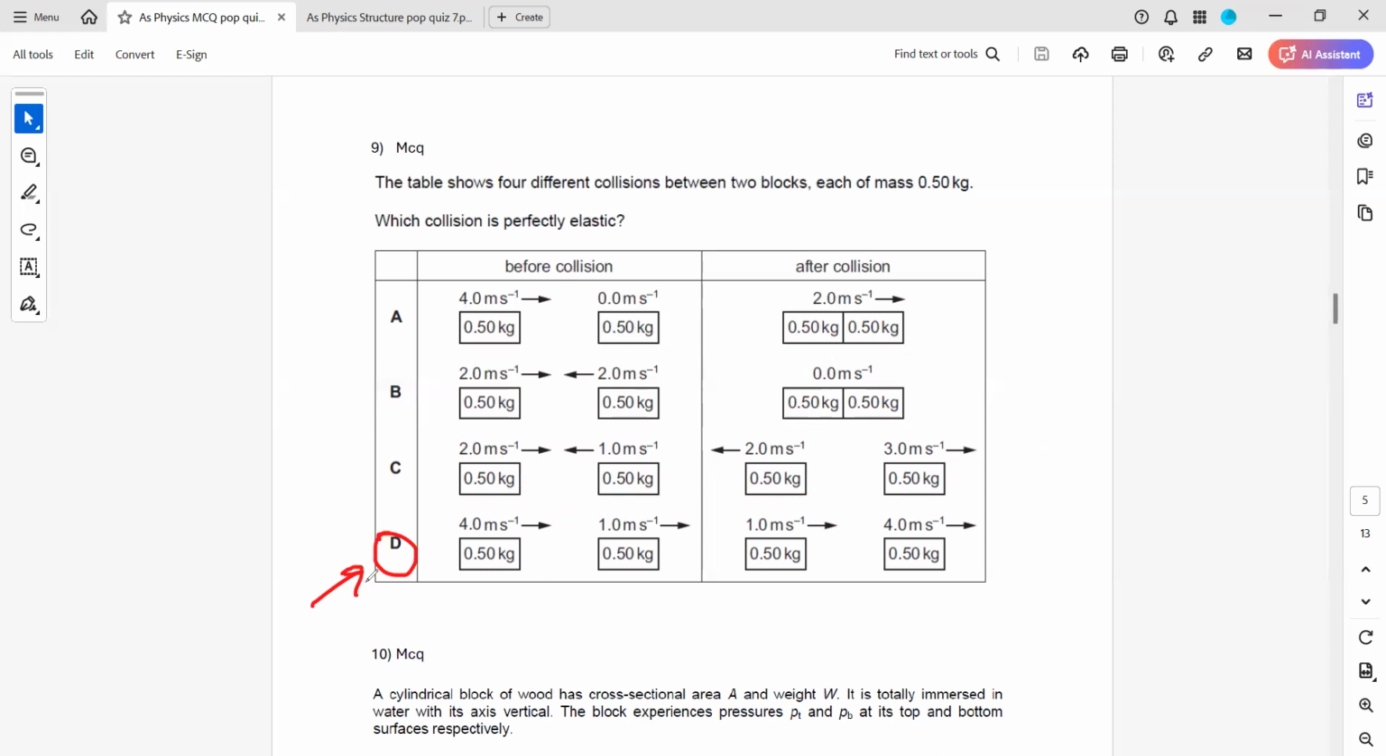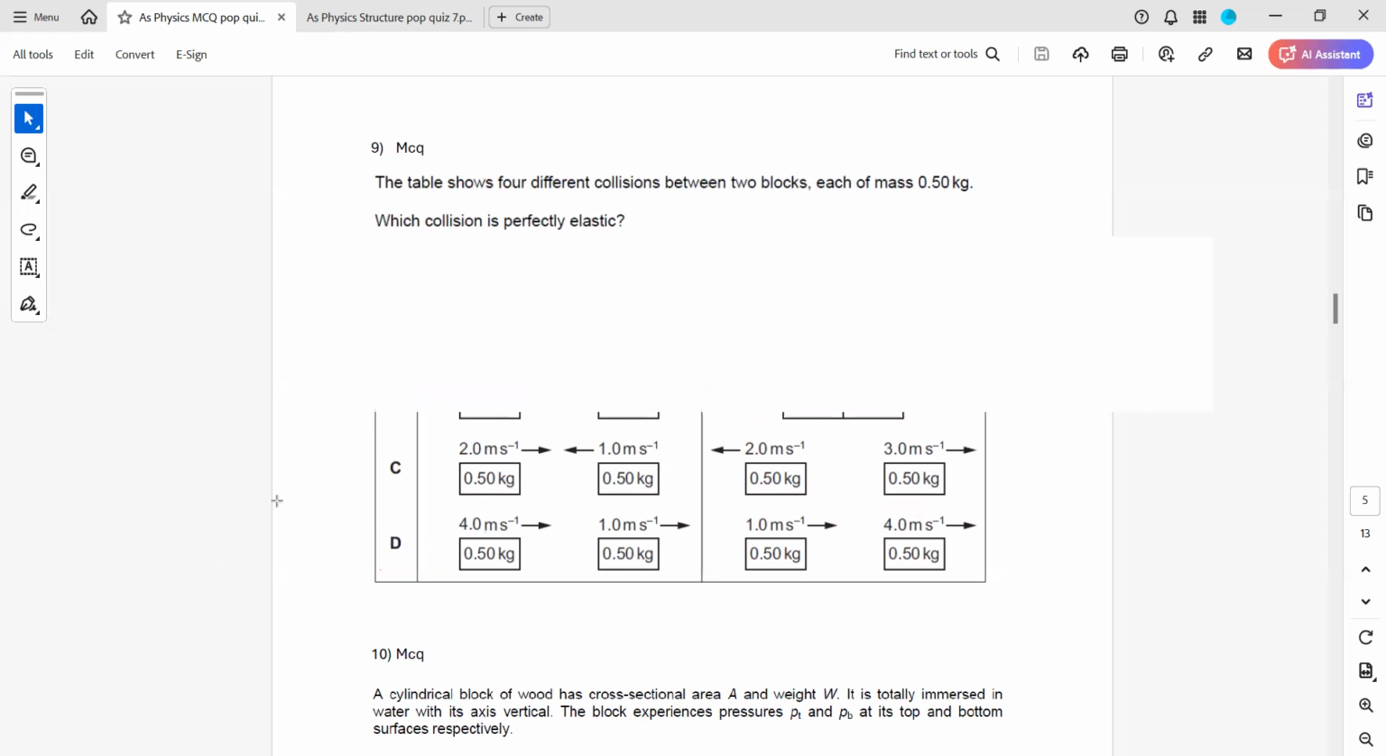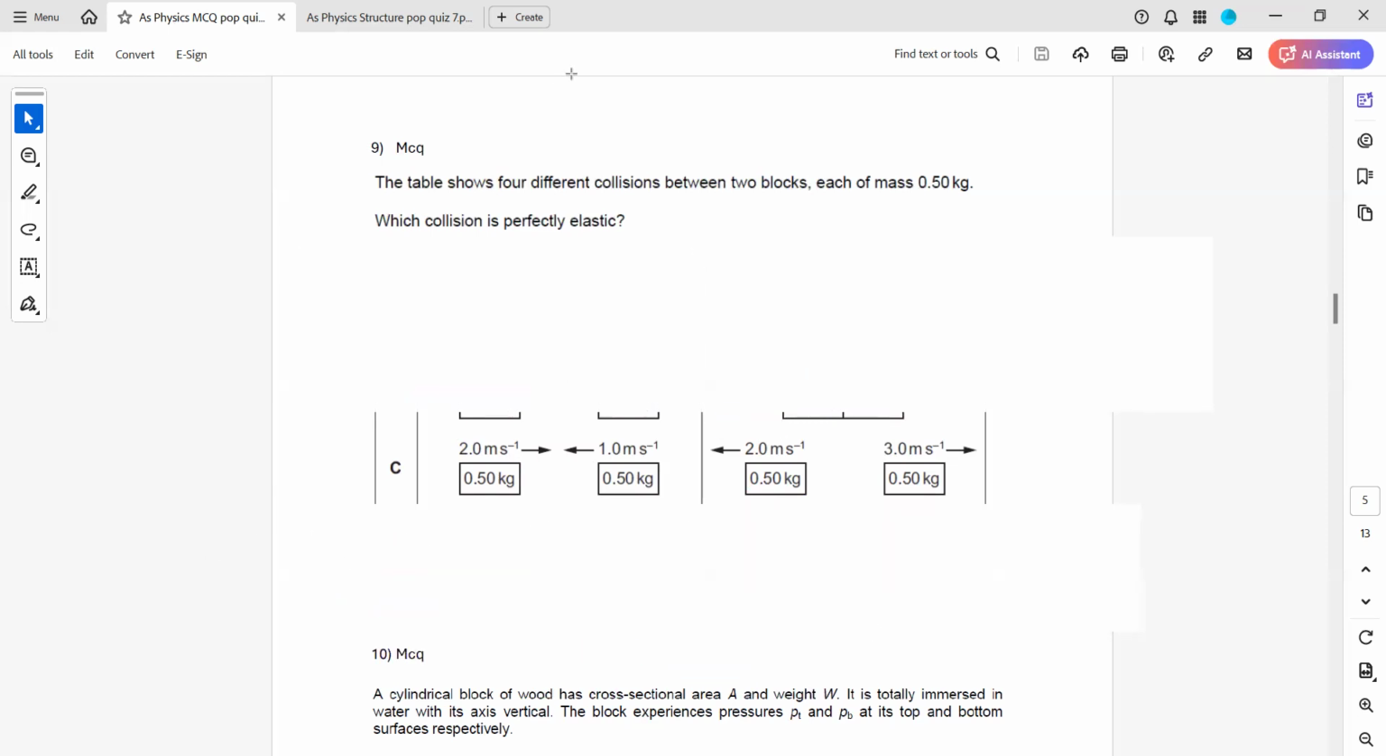When you check both the kinetic energy and the momentum, the sum of the momentum and the kinetic energy, you will get the same answer. I'm not saying momentum equals kinetic energy. I'm saying the sum of the momentum before will be equal to the sum of momentum after, and the sum of the kinetic energy before will be equal to the sum of kinetic energy after. Because momentum is a vector quantity, direction is also important. If the right-hand side you're taking as positive, the left-hand side you will take as negative.